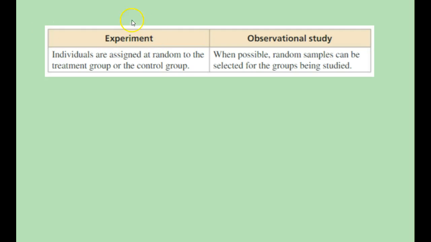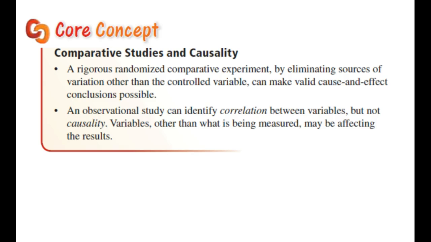We talked a little bit about this in a previous section, the difference between an experiment and an observational study. In an experiment, individuals are assigned to the treatment or control group, and something changes, and we try something. In an observational study, random samples are used from the groups that are being studied. Again, remember with an observational study, nothing is actually done to the people. We just look and see what's going on normally. Whereas in an experiment, we change something. But still, we can randomize both of these.